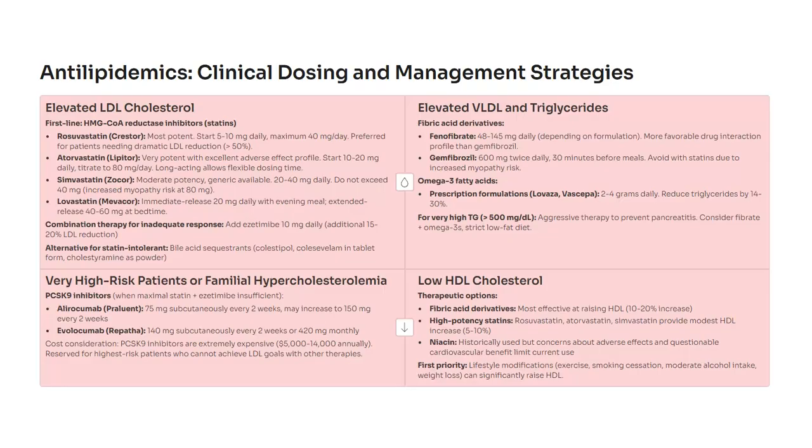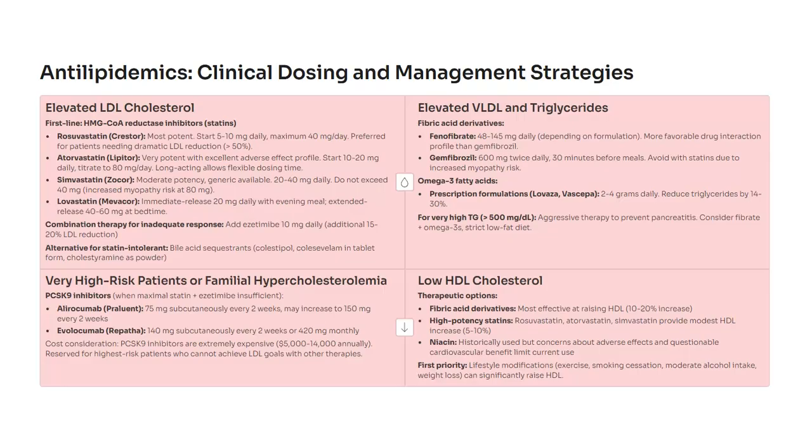And then niacin, historically that was used, but because of concerns about the adverse effects and the questionable cardiovascular benefit, it's not used quite as much. Plus, patients used to complain about the flushing with niacin, so you don't really see that prescribed. The first thing patients should do is exercise, quit smoking, limit their alcohol intake, and lose weight. Those things alone can significantly raise the HDL.